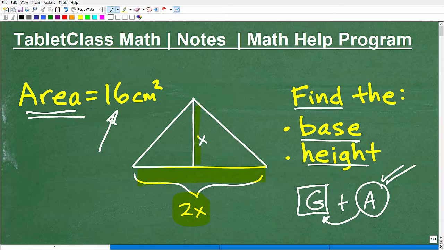As you're looking at this problem, if you think you know how to do it, I would certainly encourage you to pause the video and go ahead and see what you can come up with. But of course, I'm going to solve this here in just a second.